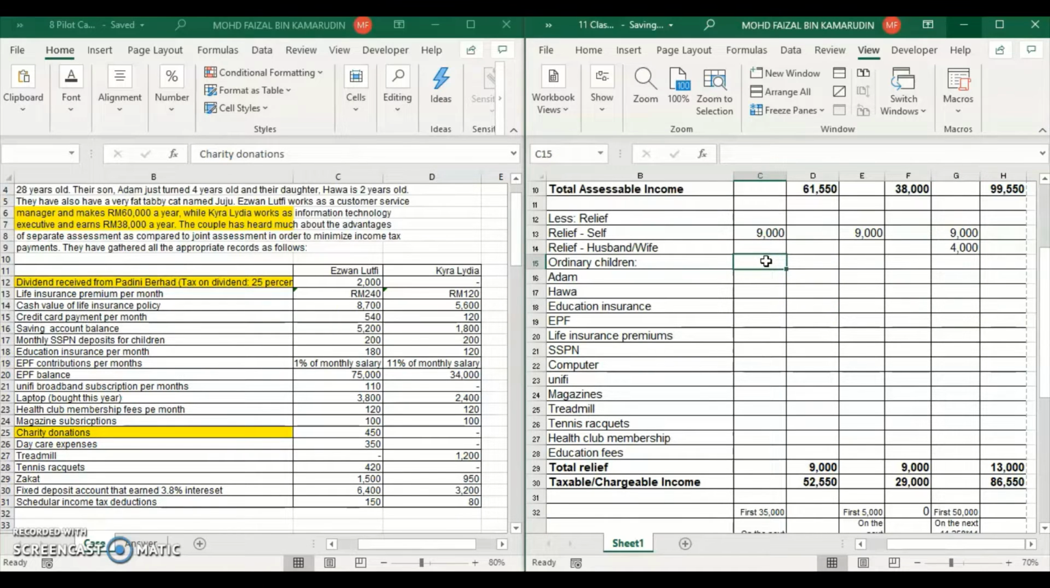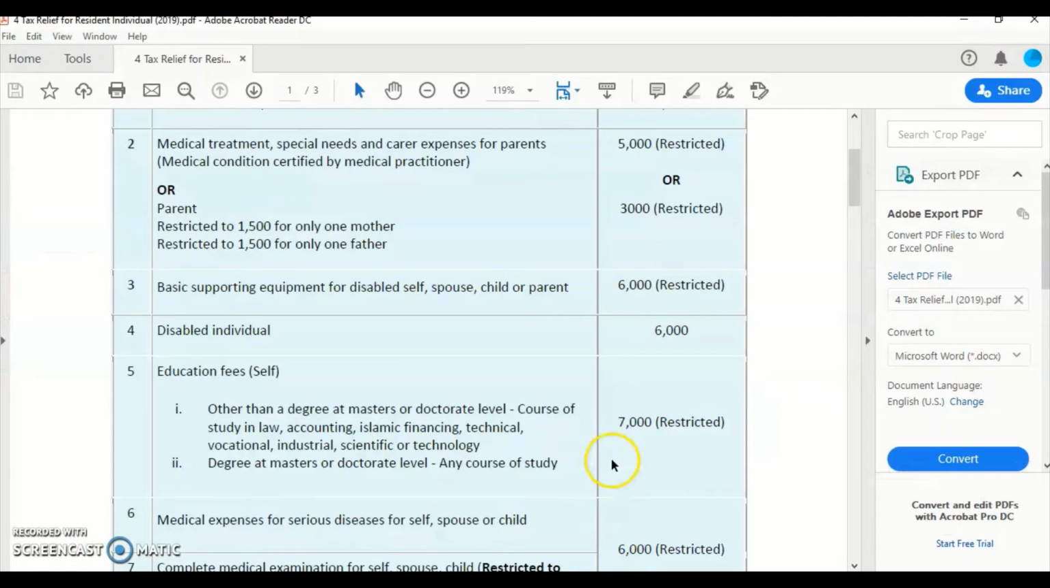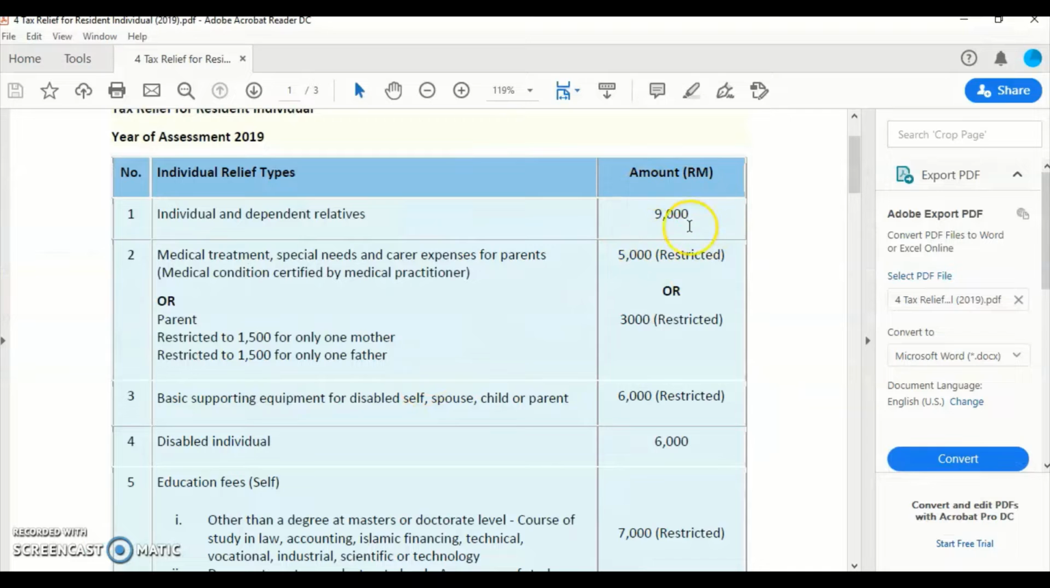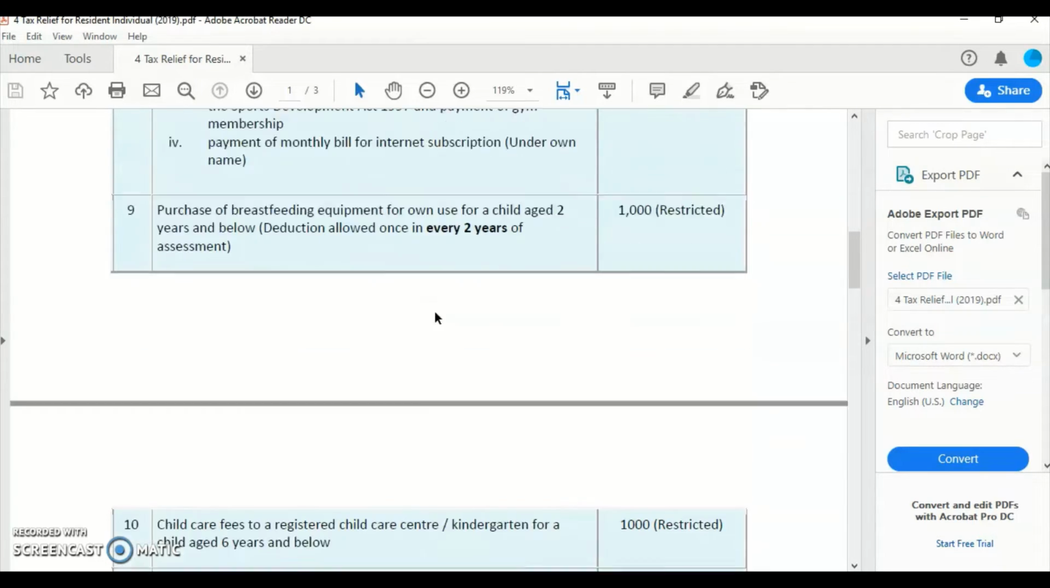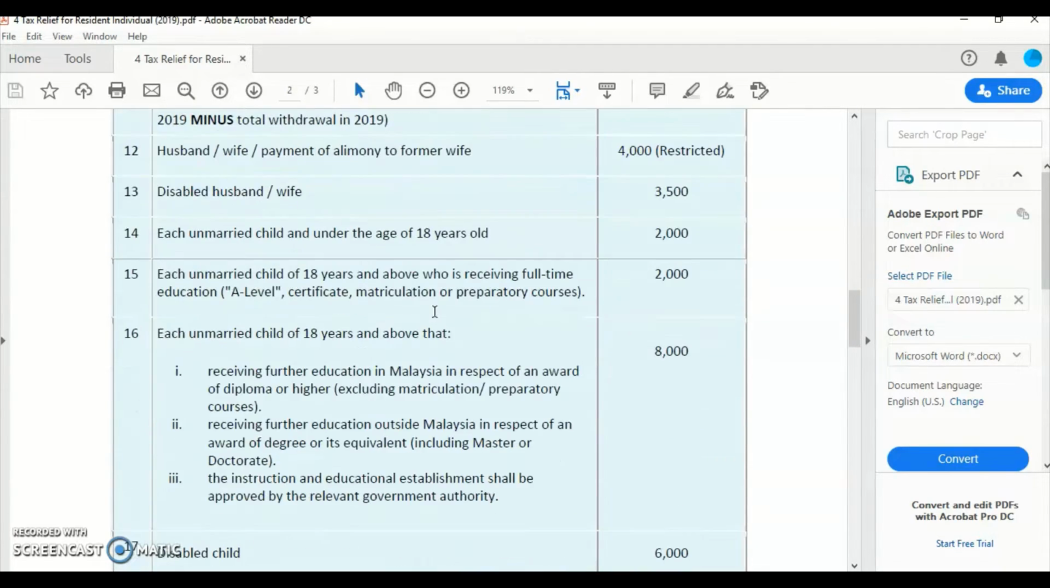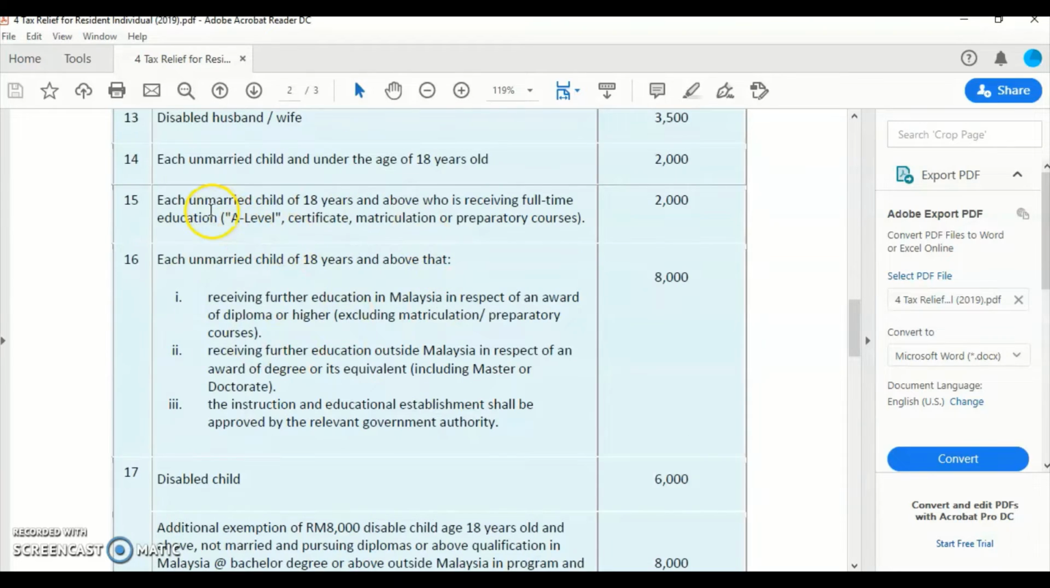Okay, so let's move on with the next one. We have the ordinary child, how many do they have? They have 2 children here. So for kids, let's check. So this is the one that I mentioned just now: individual and dependent relative is 9,000. Kids, so we have to look into this one. Children, how much? Each unmarried child of 18 years and above, receiving full-time education, is entitled to 2,000.